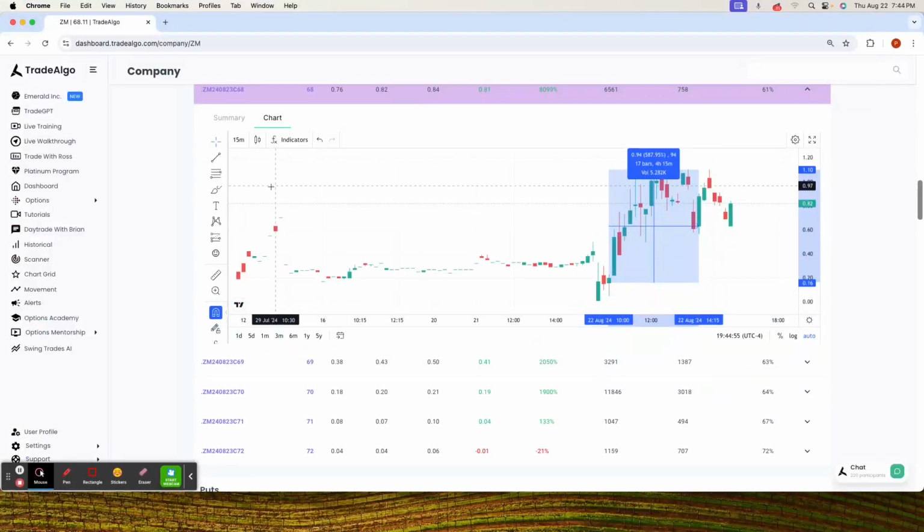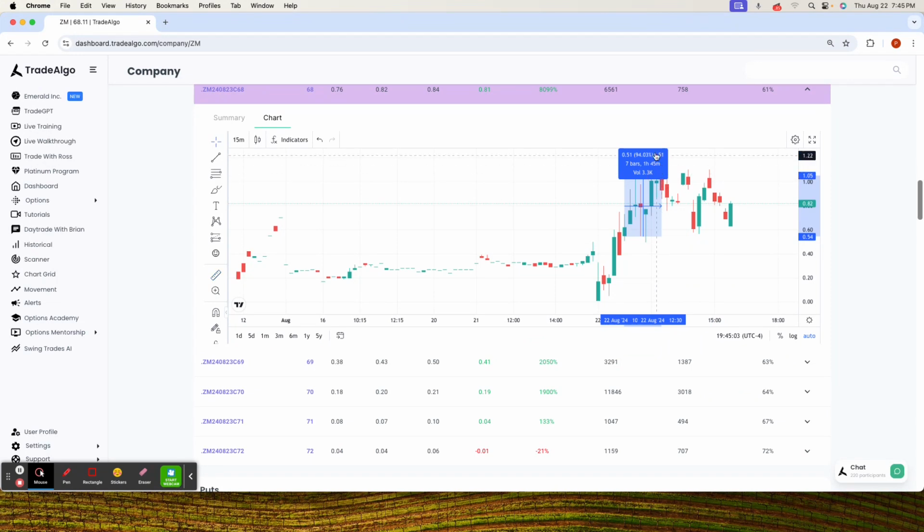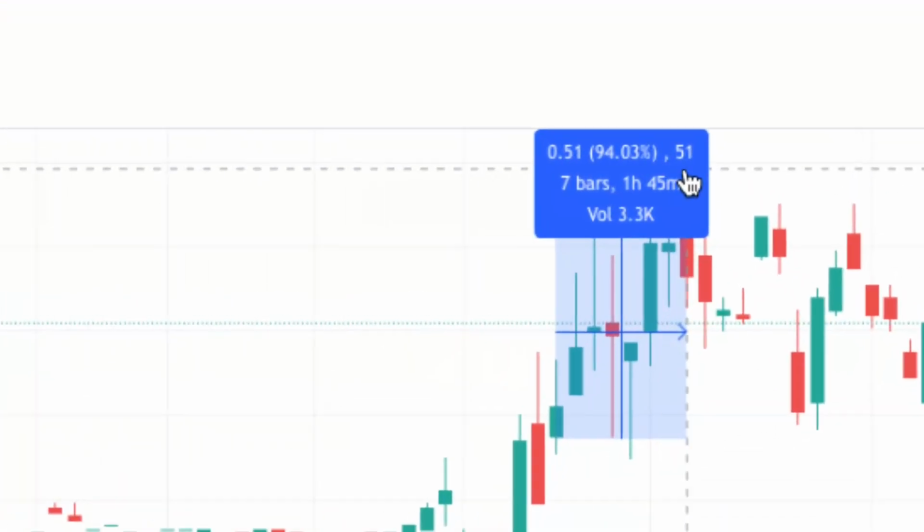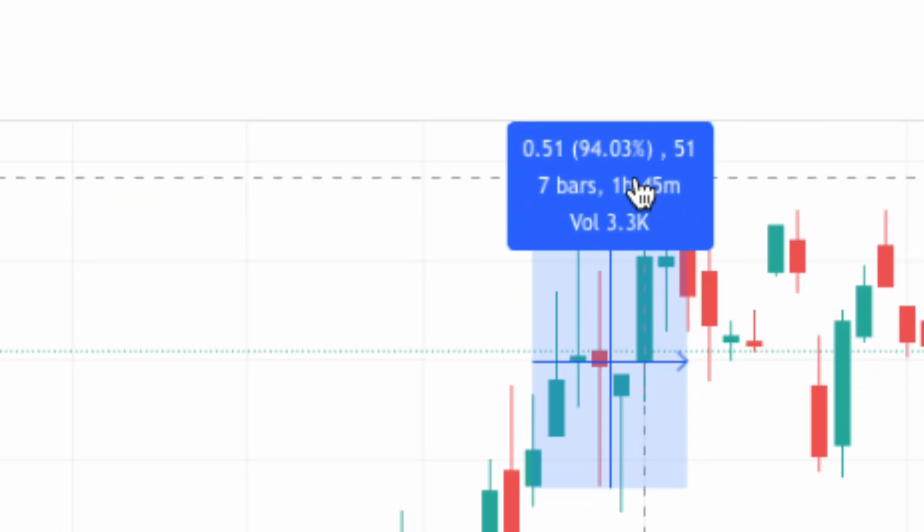But that's not what we're shooting for. We might not be shooting to make 600% here on a Wednesday. We might just be looking for a consistent trade to make. Having access to Zoom on top of the TradeAlgo dashboard, even getting in here for 2 hours and making a quick 94% is still phenomenal.